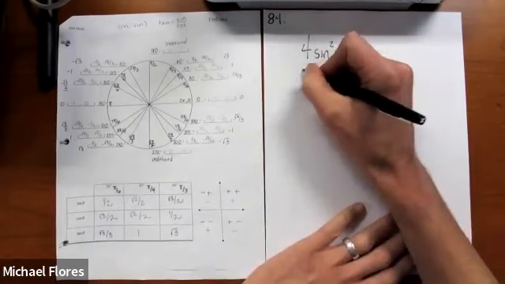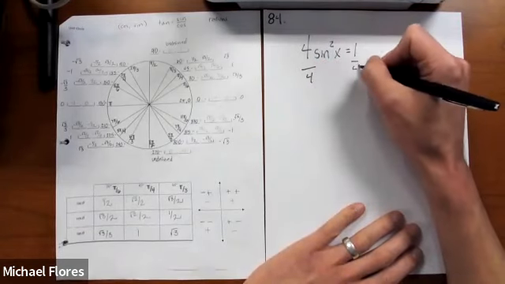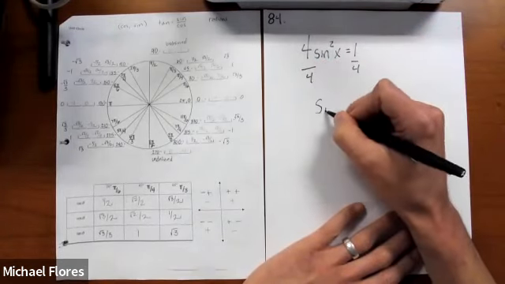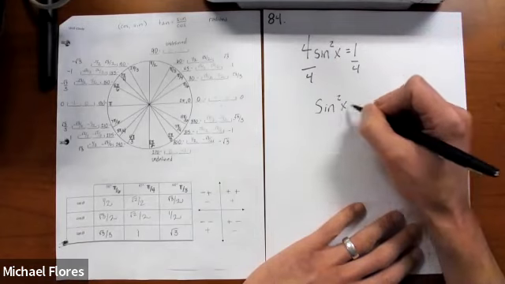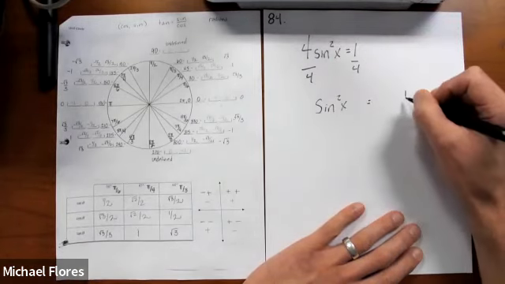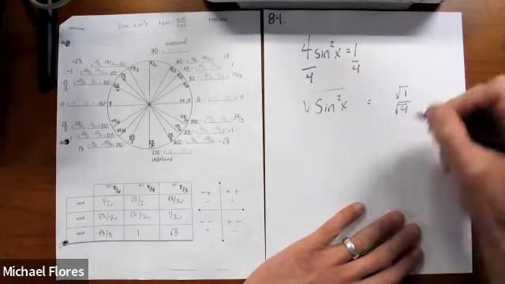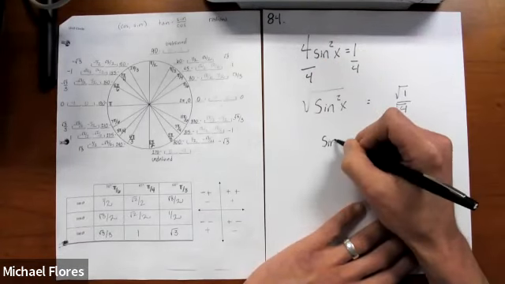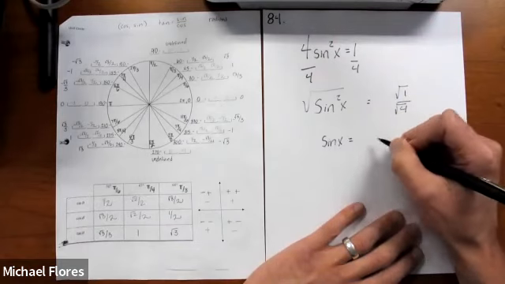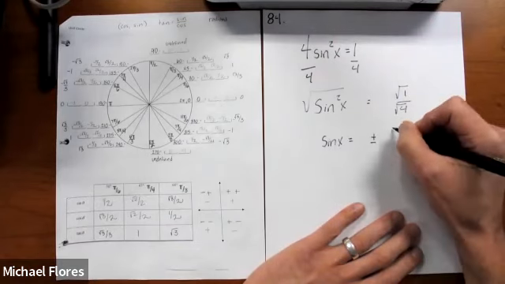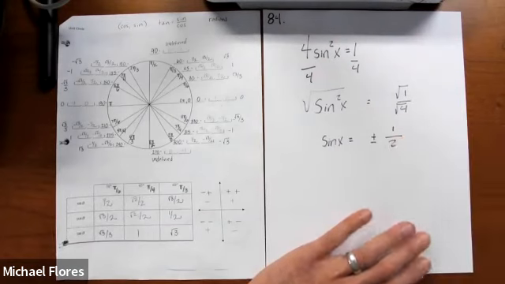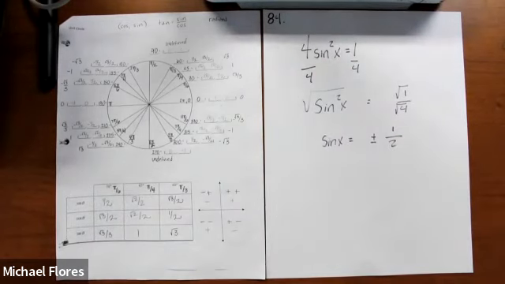All right, start this one off by dividing by 4. Then square root. Square root of 1 over the square root of 4. So where in the unit circle do we have a sine value of positive 1/2 and negative 1/2? We're going to have 4 answers for this one.